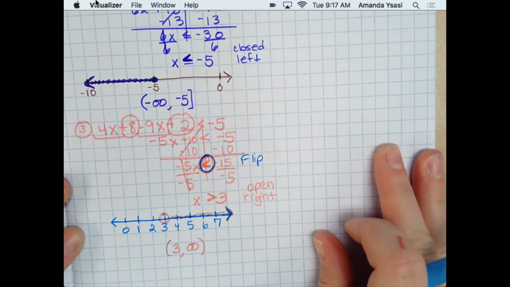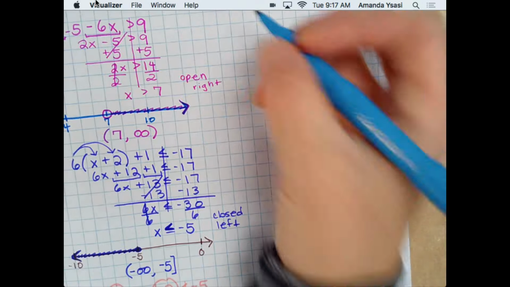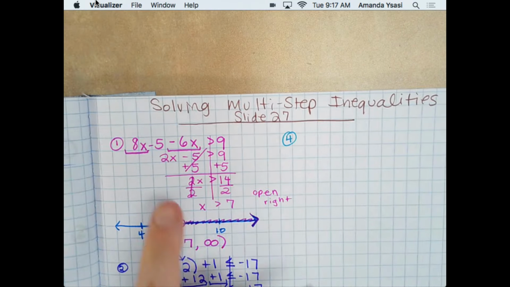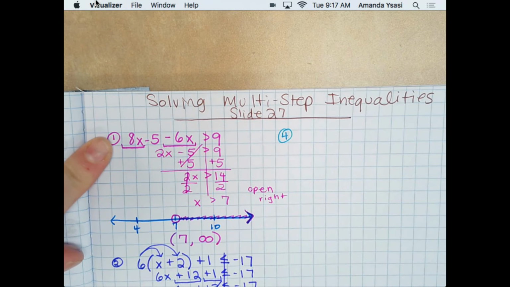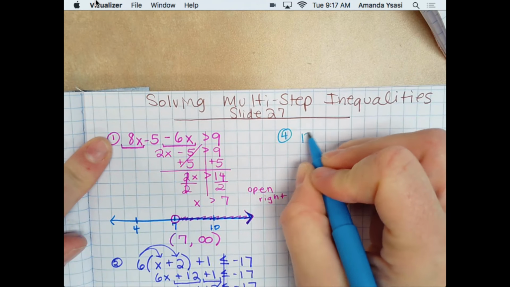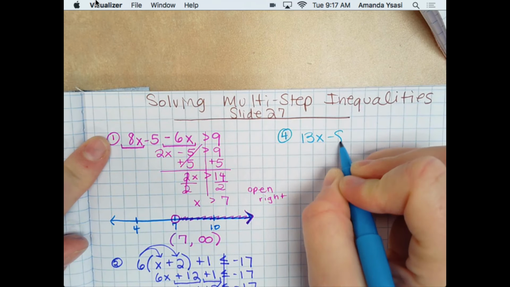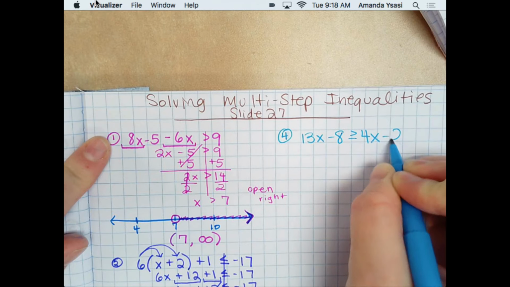Okay, let's go on to number 4. Y'all ready? So this was variable on one side. These problems are going to have a variable on both sides. 13x minus 8 is greater than or equal to 4x minus 26.